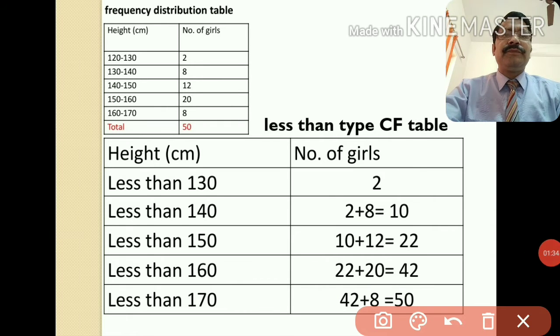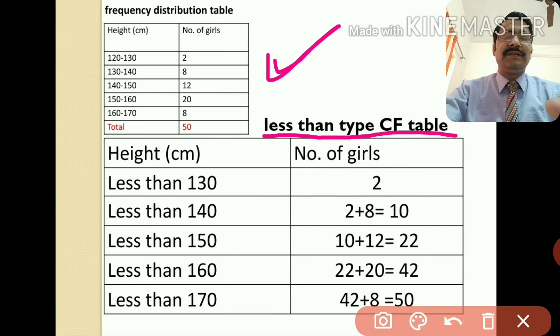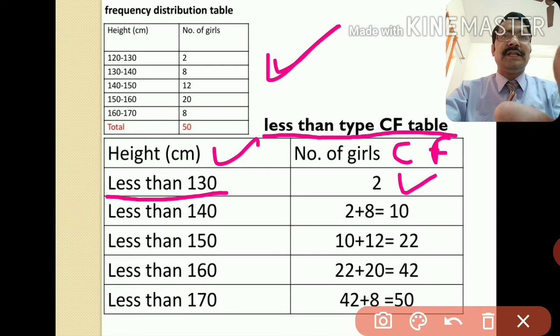Look here, all of you. This table is given to you, and we will change it into a less than type CF table. So we will write the height, and the number of girls as the CF. Less than 130 we have 2. Less than 130 means, as you can see in the table, we will take the higher limit. Higher limit means less than 130 we have 2 only.